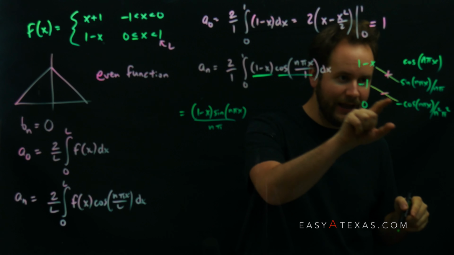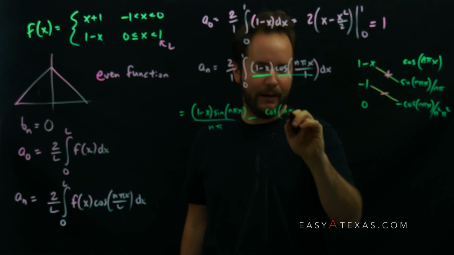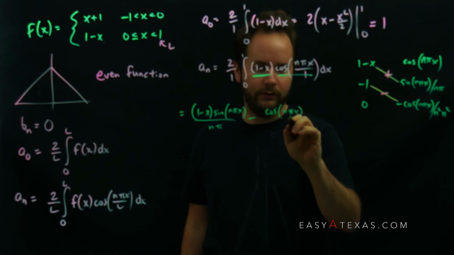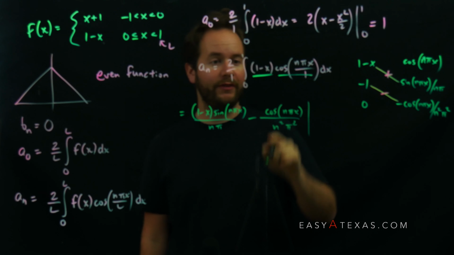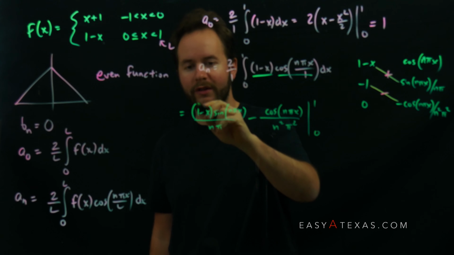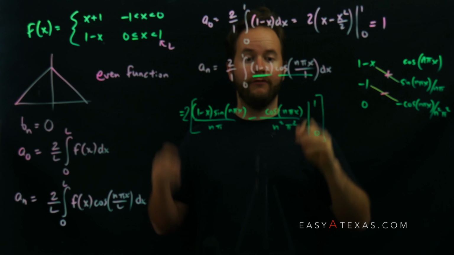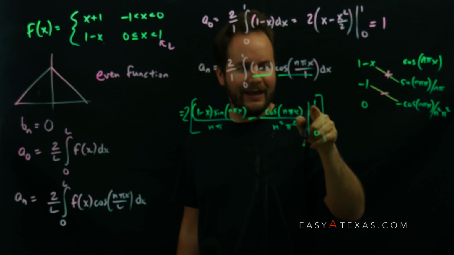So we have negative, negative, negative, gives us negative cosine n pi x over n squared pi squared. I'm now going to evaluate this from 0 to 1, and don't forget I have a 2 over 1 sitting out in front, so this whole thing is going to be multiplied by a factor of 2. Okay, now I'm going to plug in x equals 1.